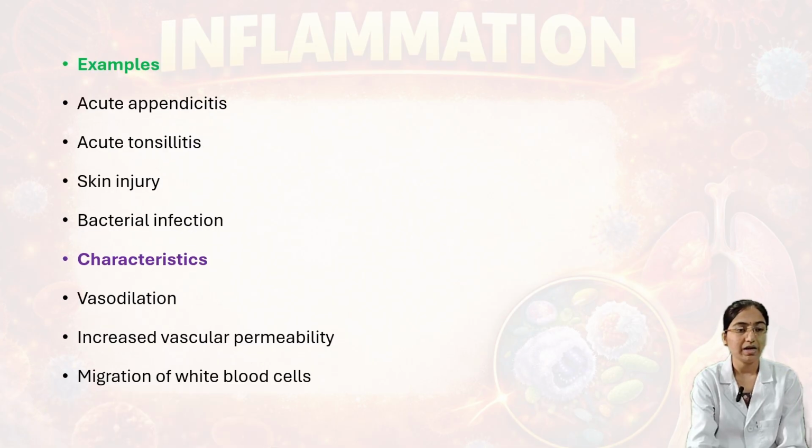Next we'll see examples of acute inflammation, like acute appendicitis, acute tonsillitis, skin injury. It may be some bacterial infections. And then what are the characteristics of acute inflammation? Here vasodilatation, that is vessels get dilated, and then increased vascular permeability. Vessel permeability is going to increase, and then migration of WBC, that is the movement of WBC, we can see in acute inflammation.